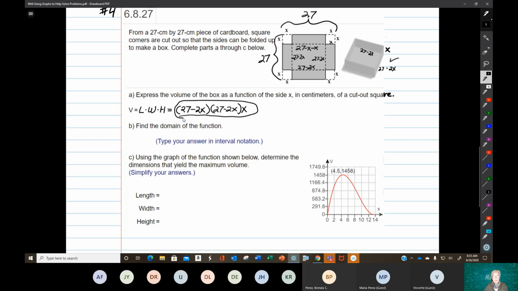Now, doggone. We've got to find the domain of this. Now we've got three sides that cannot equal 0, or it won't make sense, right? If x is 0, that means you've never bothered to cut out the squares that you cut out. You never did it if x is 0, which would mean that you've still got a flat piece of cardboard. You have not got a box.